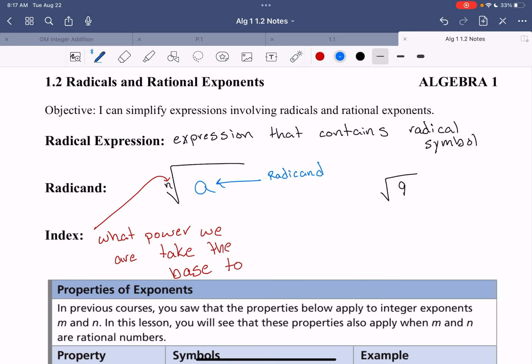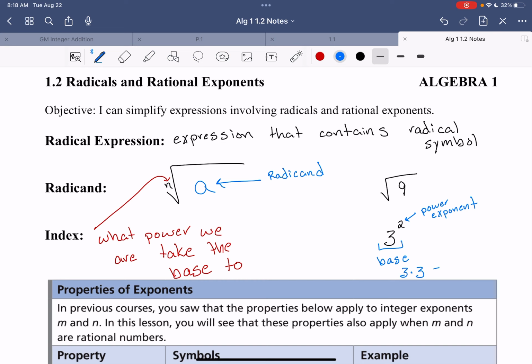So if you remember from exponents, we take a base. So for example, I take a 3 to the second power. Let's do a little vocabulary. The 3 here is my base. The 2 is referred to as the power or the exponent. And this tells me that I'm multiplying 3 times itself twice.